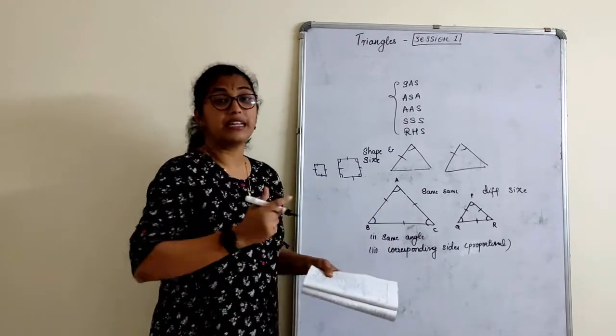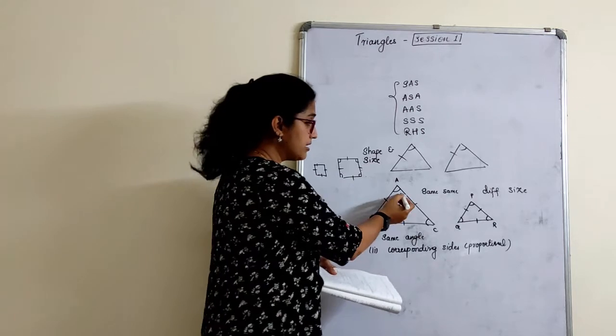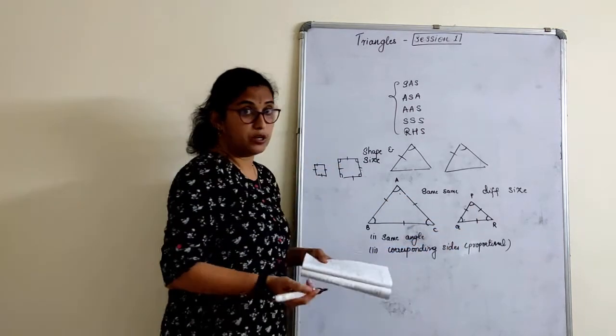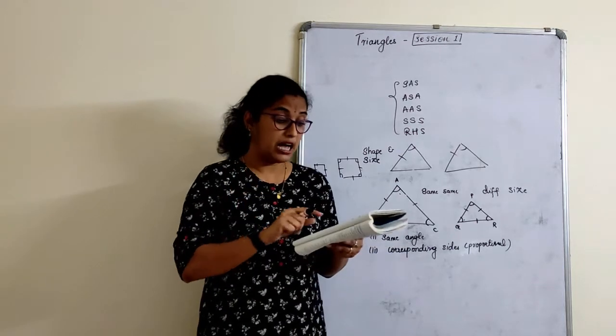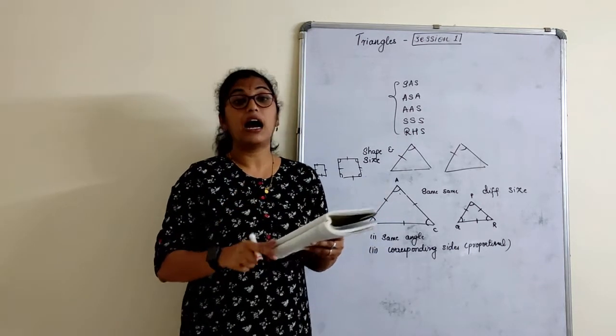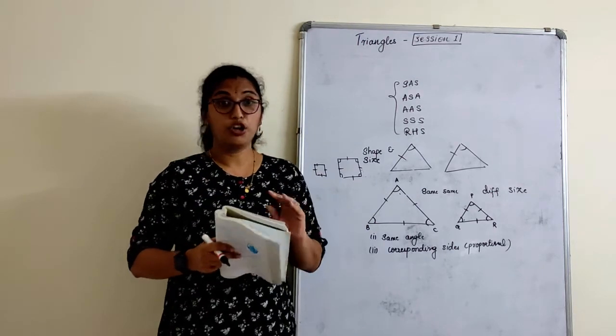Same angle, that means corresponding angles are equal. This angle should be equal to this. This angle should be equal to this. This angle should be equal to this. Corresponding angles are equal. B part, their corresponding sides are proportional, not equal.